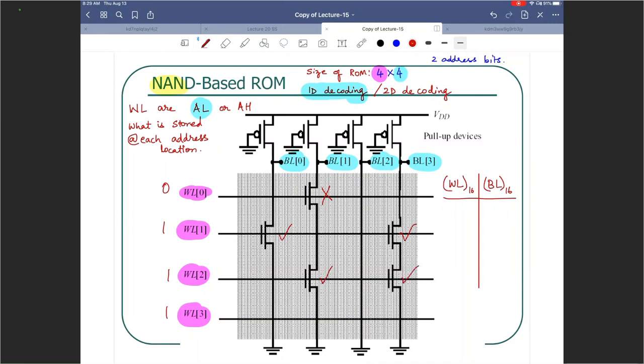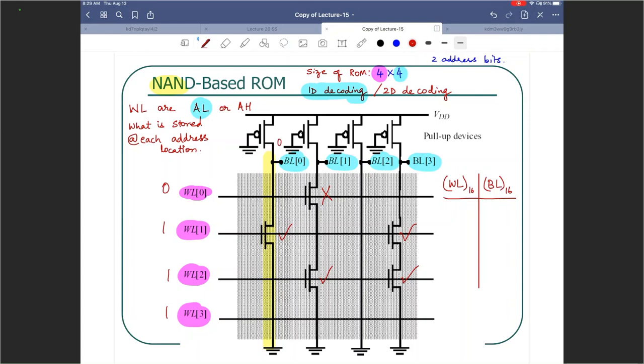What does that mean? That means that this bit line, which is by default connected to high, right? All the bit lines are by default high. But if there is a transistor that allows it to get grounded, then it becomes low, right? So over here, we see that this transistor is active, so this bit line will read low. So I'm going to write this low here.